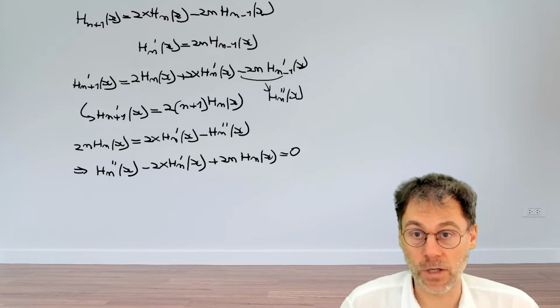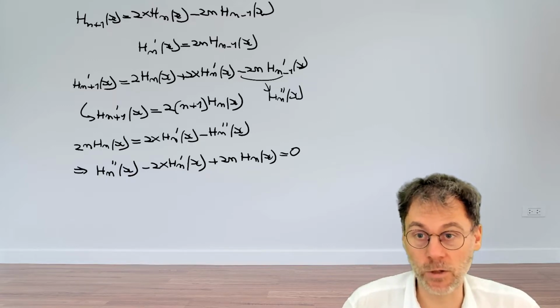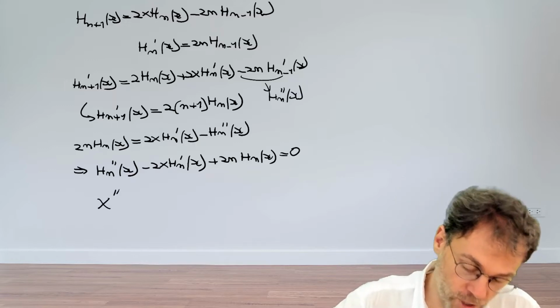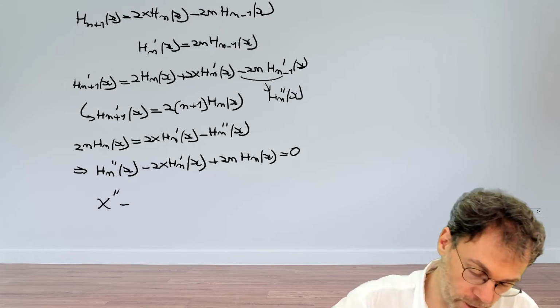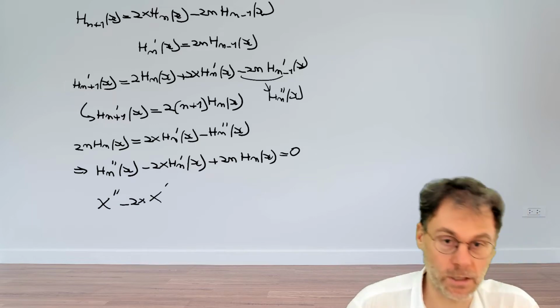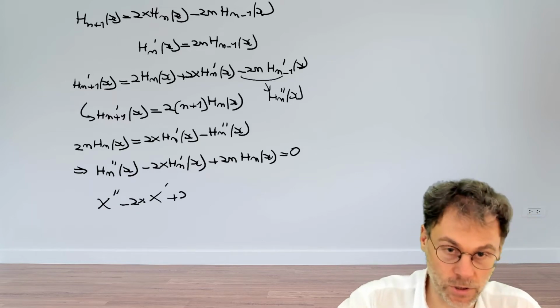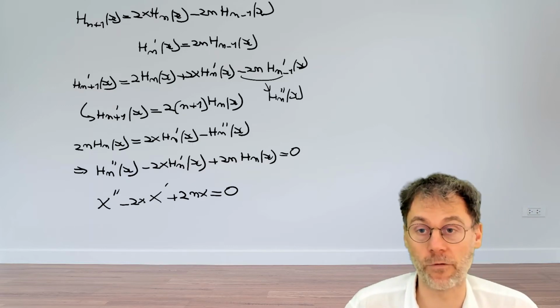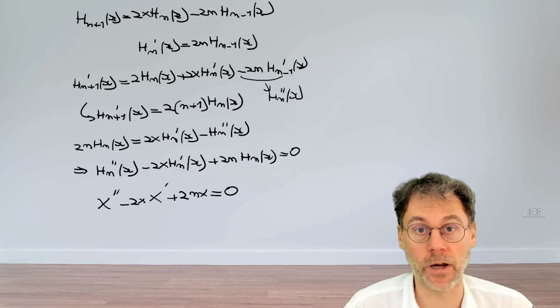And what we've derived here is basically saying that the Hermite polynomial of order n satisfies the following differential equation: H'' minus 2x H' plus 2n H equals 0, which we know is the Hermite differential equation. So luckily, both definitions are in fact equivalent.